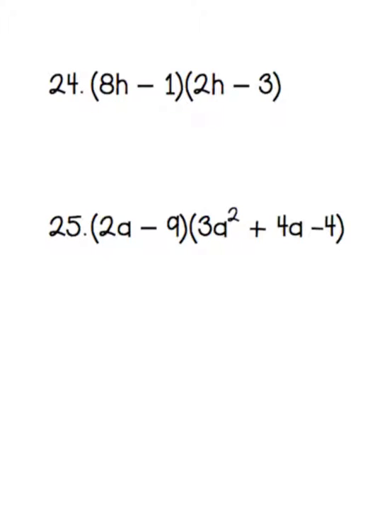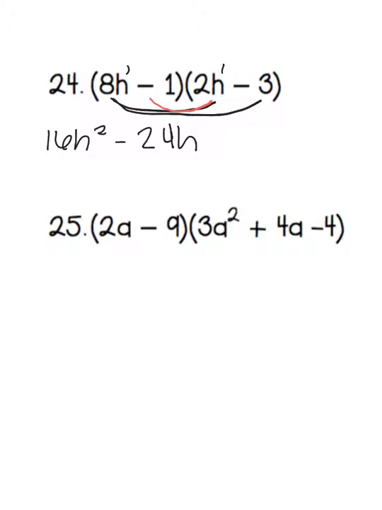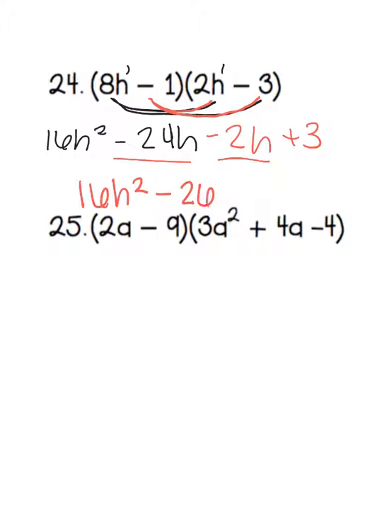For problem 24, I'm going to be FOILing. So first, outer, inner, last. The first is 8h times 2h, which is 16h squared. Add our exponents. Then outer is 8h times negative 3, that's negative 24h. Inner is negative 1 times 2h, which is negative 2h. And last is negative 1 times negative 3, which is positive 3. 16h squared minus 24h minus 2h plus 3. I have to combine my like terms. So my final answer is 16h squared minus 26h plus 3.